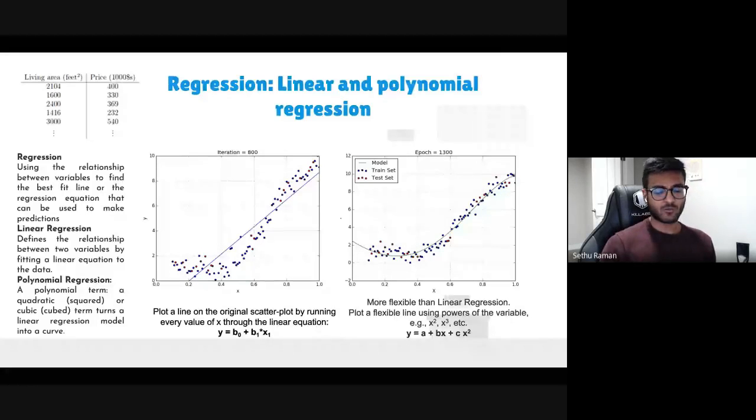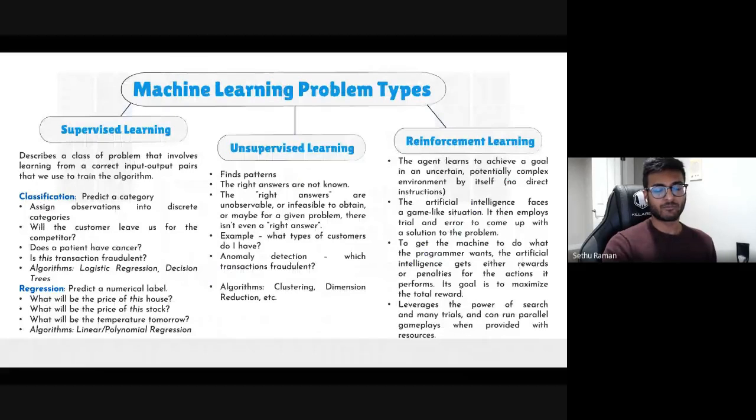Okay, so the first one was supervised learning, right? Supervised learning is basically comprised of two types. One is classification and the other one is regression, as seen here.